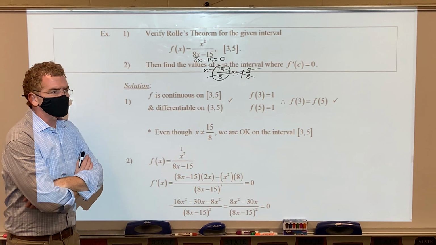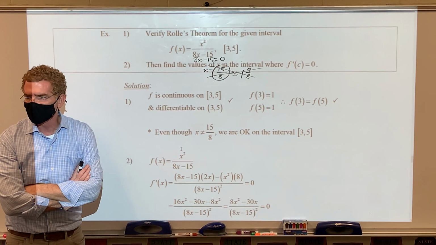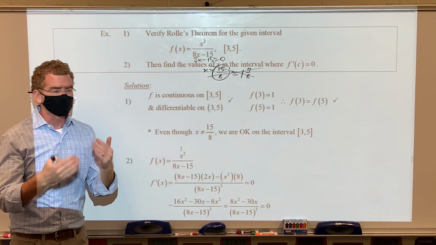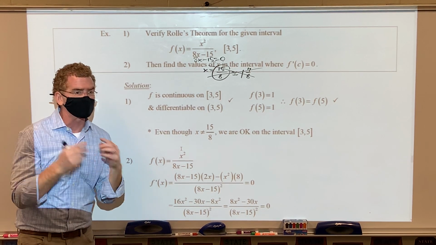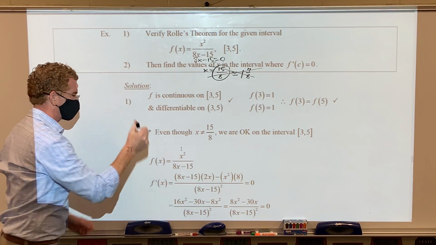Then is Rolle's verified? No. Now, could there still be a slope of 0? Yes, that's possible, but it's not guaranteed. And remember, what we're talking about here, verify means basically guarantee, show me the guarantee that it's going to work. And I've met the 3 conditions, I know it's guaranteed.